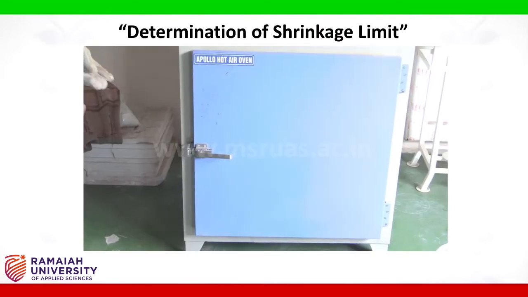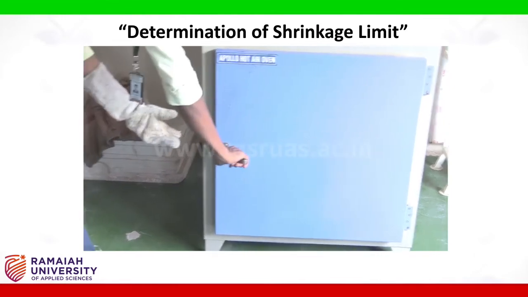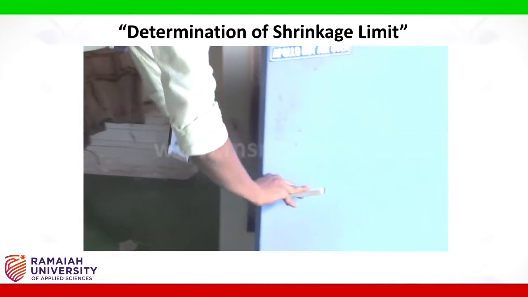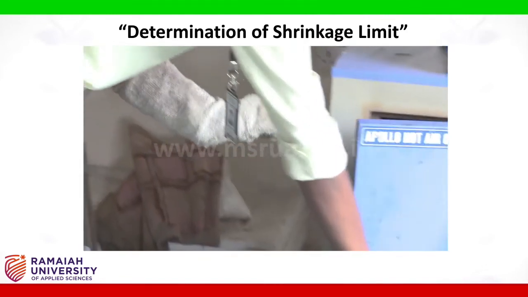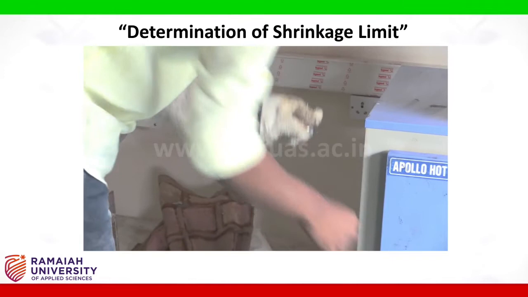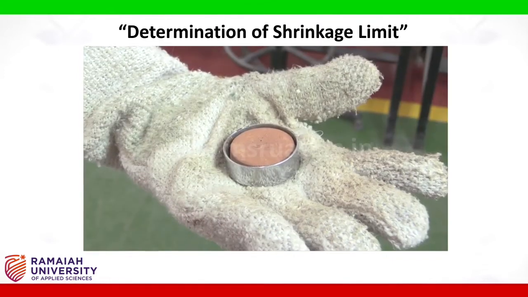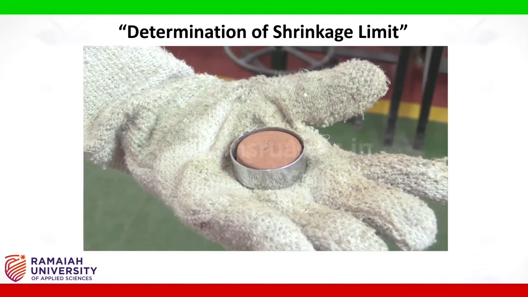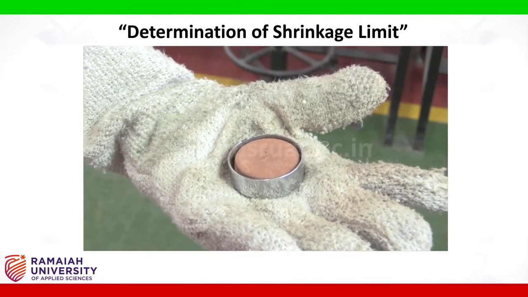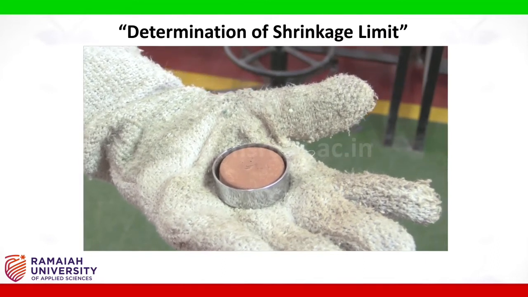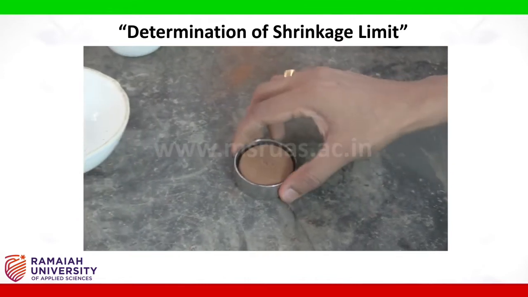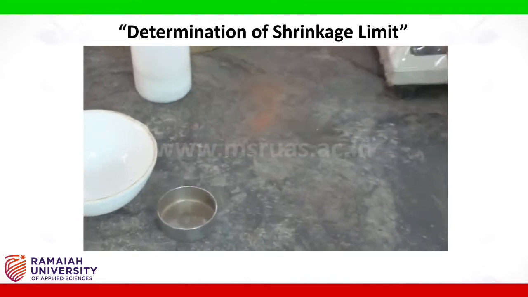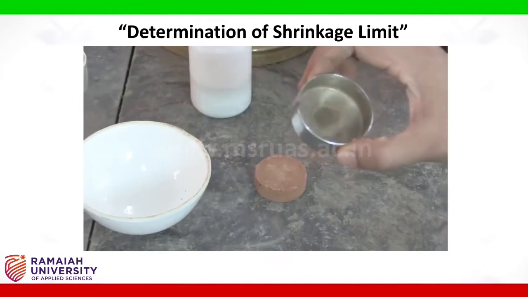After 24 hours, remove the soil sample from the oven. Care should be taken while removing the soil sample from the oven because it will be hot. Now you can see that the sample is completely dried and a soil pat is formed. Now the next step is to determine the volume of the soil pat as well as the shrinkage dish.